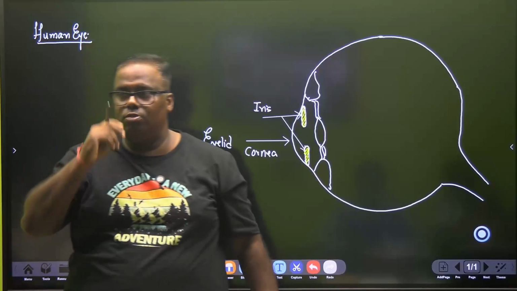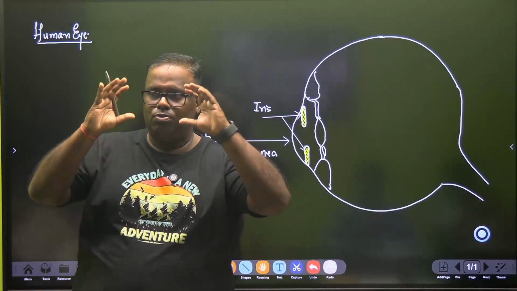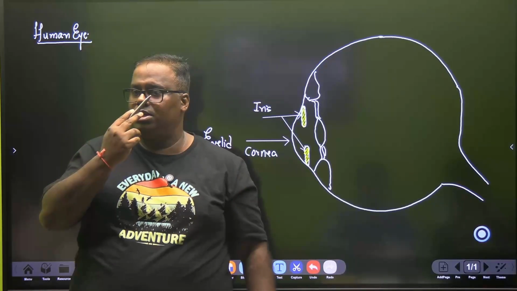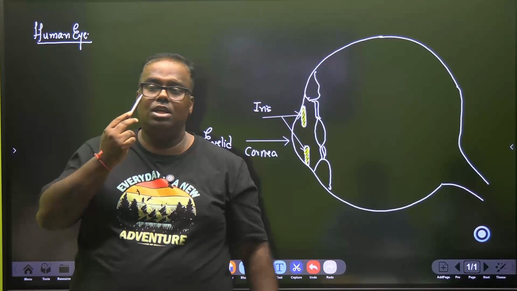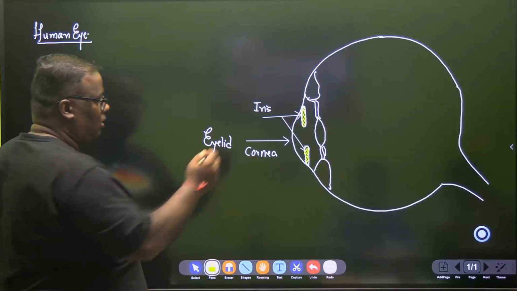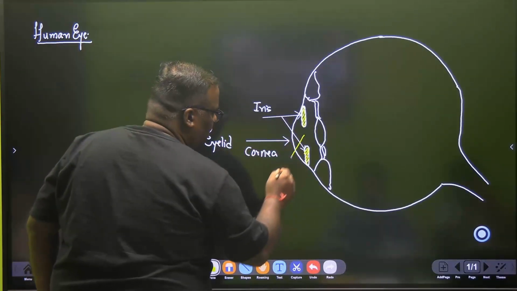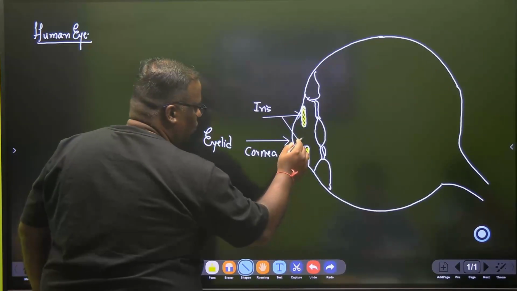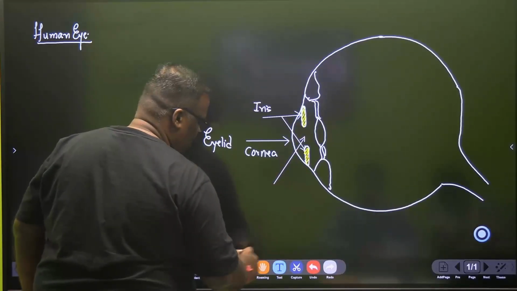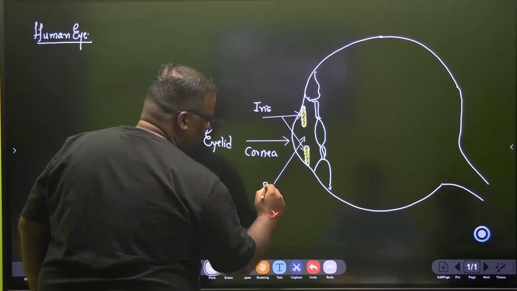When I'm going for specs, they will also measure what is known as PD, pupil distance. Your pupil distance may not be symmetric. Somebody may be 23 and 24.5. Somebody may be 23 on either side. So the opening that is created, sorry children, this opening will be known as the pupil of the eye.